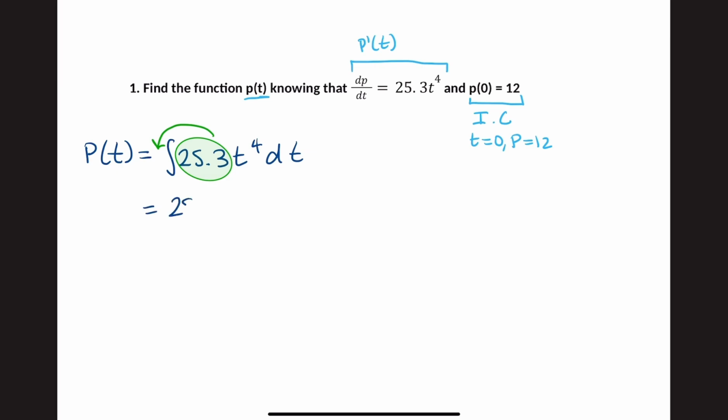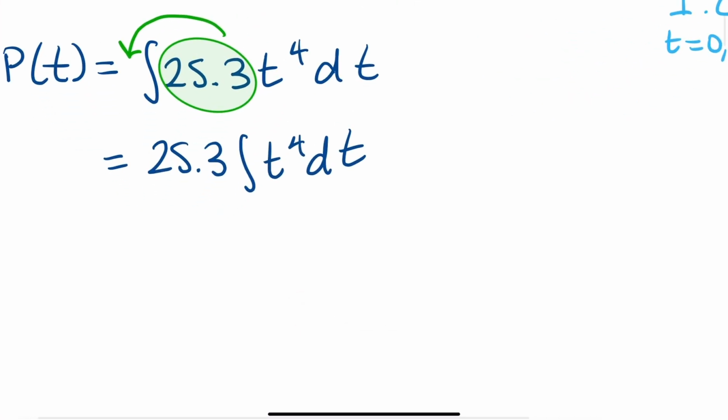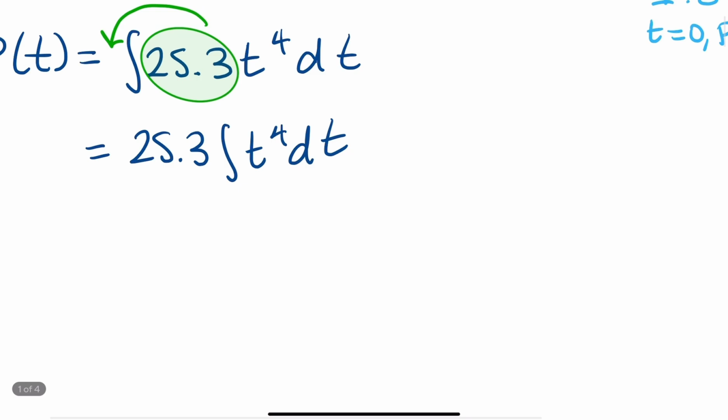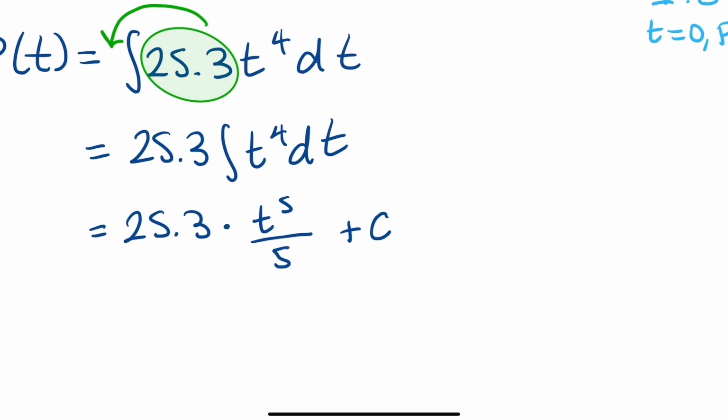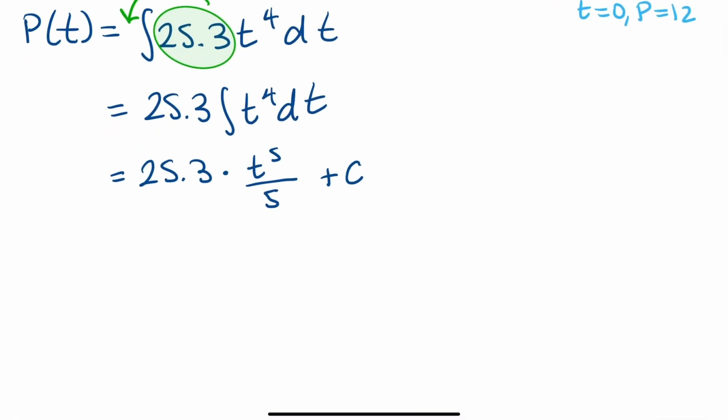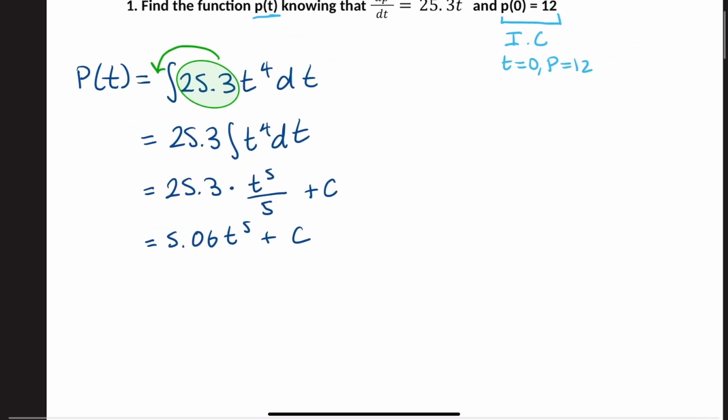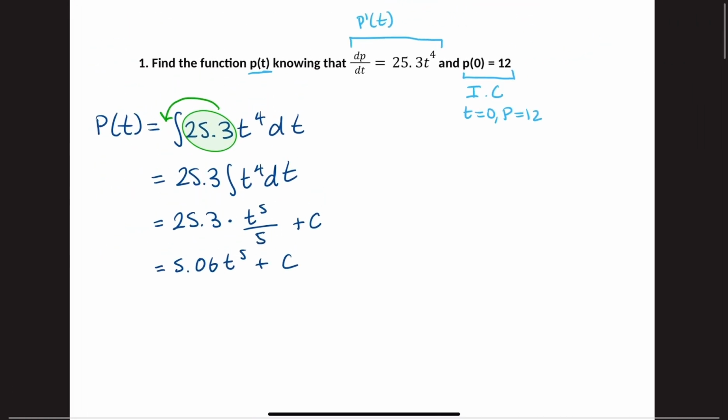This is equal to 25.3 multiplied by the indefinite integral of t to the power of 4 dt. I can now use a simple power rule for integration and add 1 to the exponent and divide by that exponent. And so what I'm going to get is 25.3 multiplied by t to the power of 5 divided by 5. And don't forget your constant of integration plus c. I can now divide 25.3 by 5 and reduce this down to 5.06 t to the power of 5 plus c. We now found our antiderivative, but this is just a general solution.